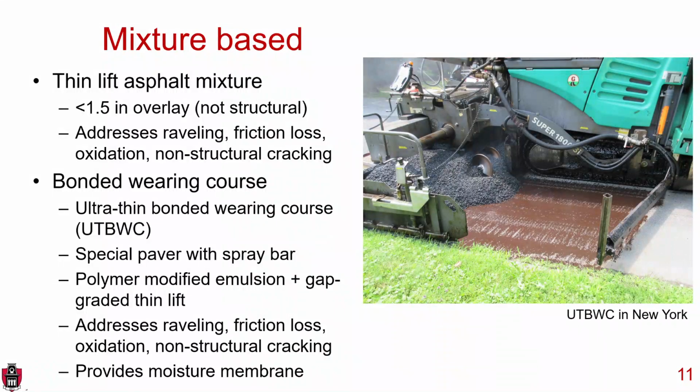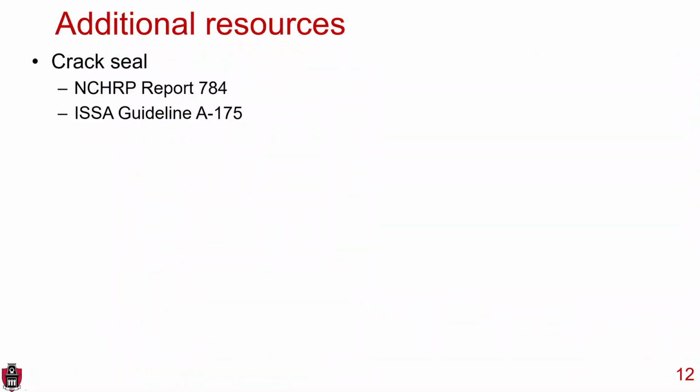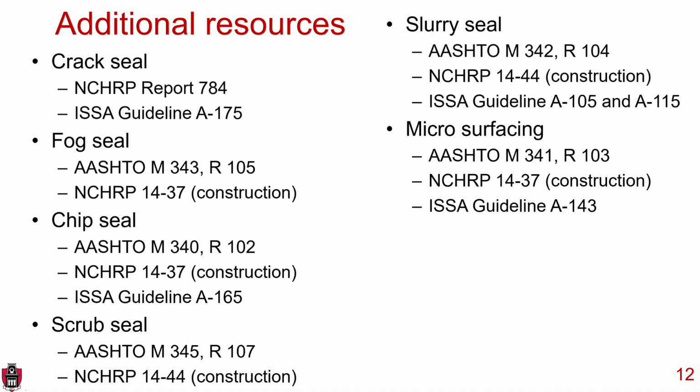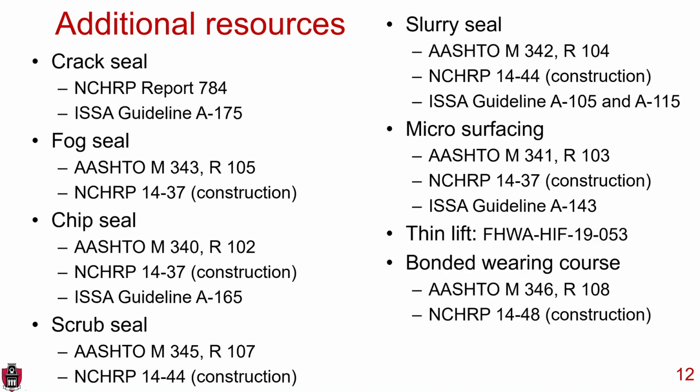So you get a very, very nice seal. And it provides a very nice moisture membrane. And it also can address raveling, friction loss, oxidation, and non-structural cracking. Now I'm going to go over a whole laundry list of additional resources. We got crack seal, fog seal, chip seal and scrub seal, slurry seal, microsurfacing, thin lifts, and bonded wearing courses.